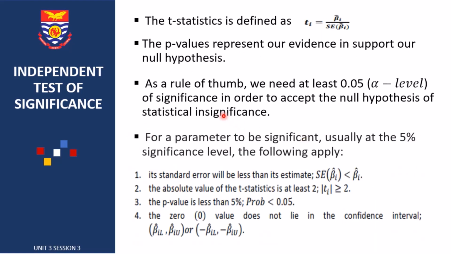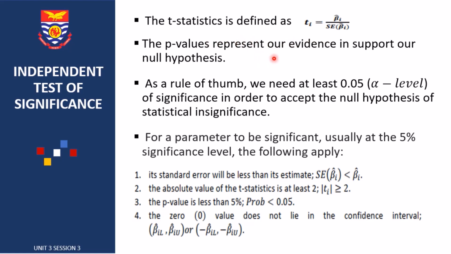The t statistic is defined as we see in this equation: t is equal to beta hat over the standard error of beta hat. This is how we come about the t statistic that we see in our output table.